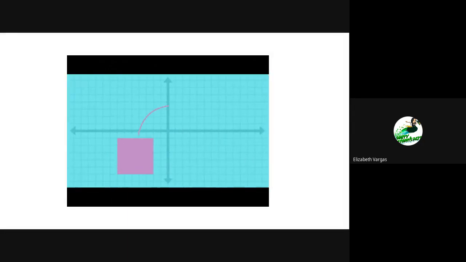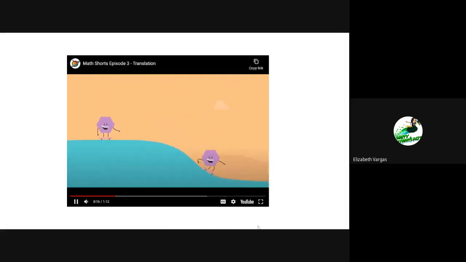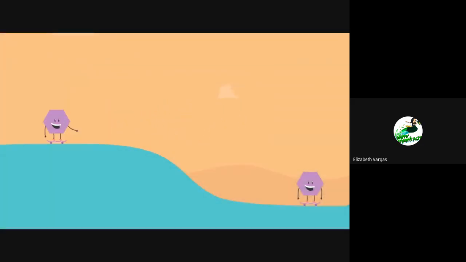Translation describes one way a geometric shape can move on a coordinate plane. When you translate a shape, it's like you make an exact copy of it and slide the copy to another spot. The shape stays the same.